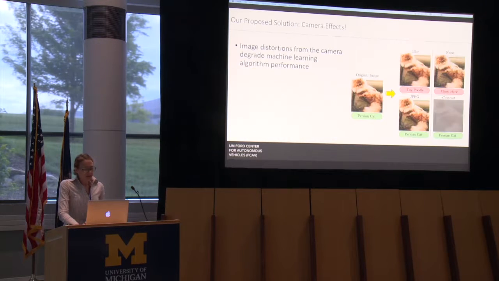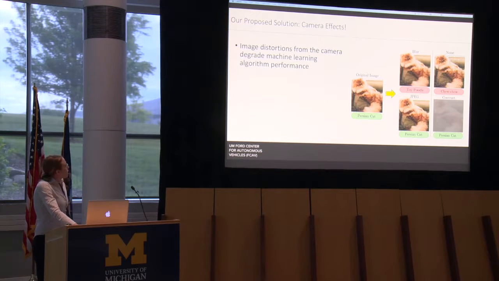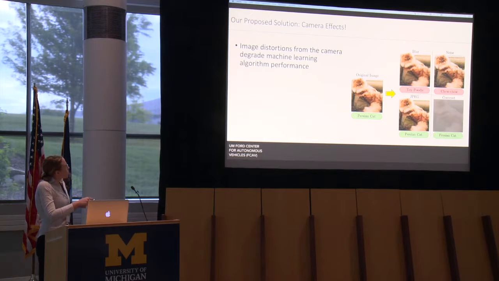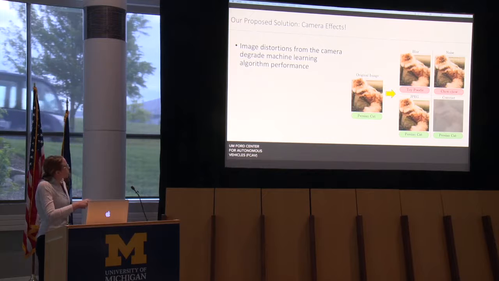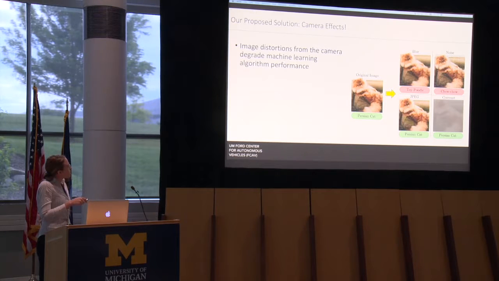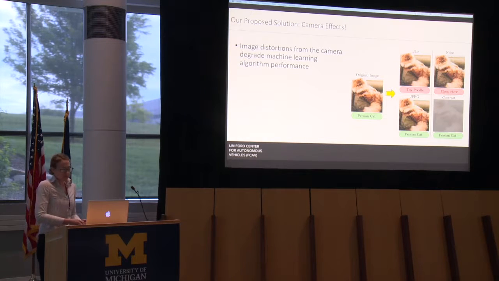So our proposed solution is to model camera effects in these images. This is an example where a neural network is fed an image of a cat, and we make small, different visual distortions to it that are similar to what a camera does: blur, noise, messing around with the contrast, and JPEG, which is how an image is stored as a JPEG. And we see that under certain instances, these camera effects really mess up how the neural network performs.